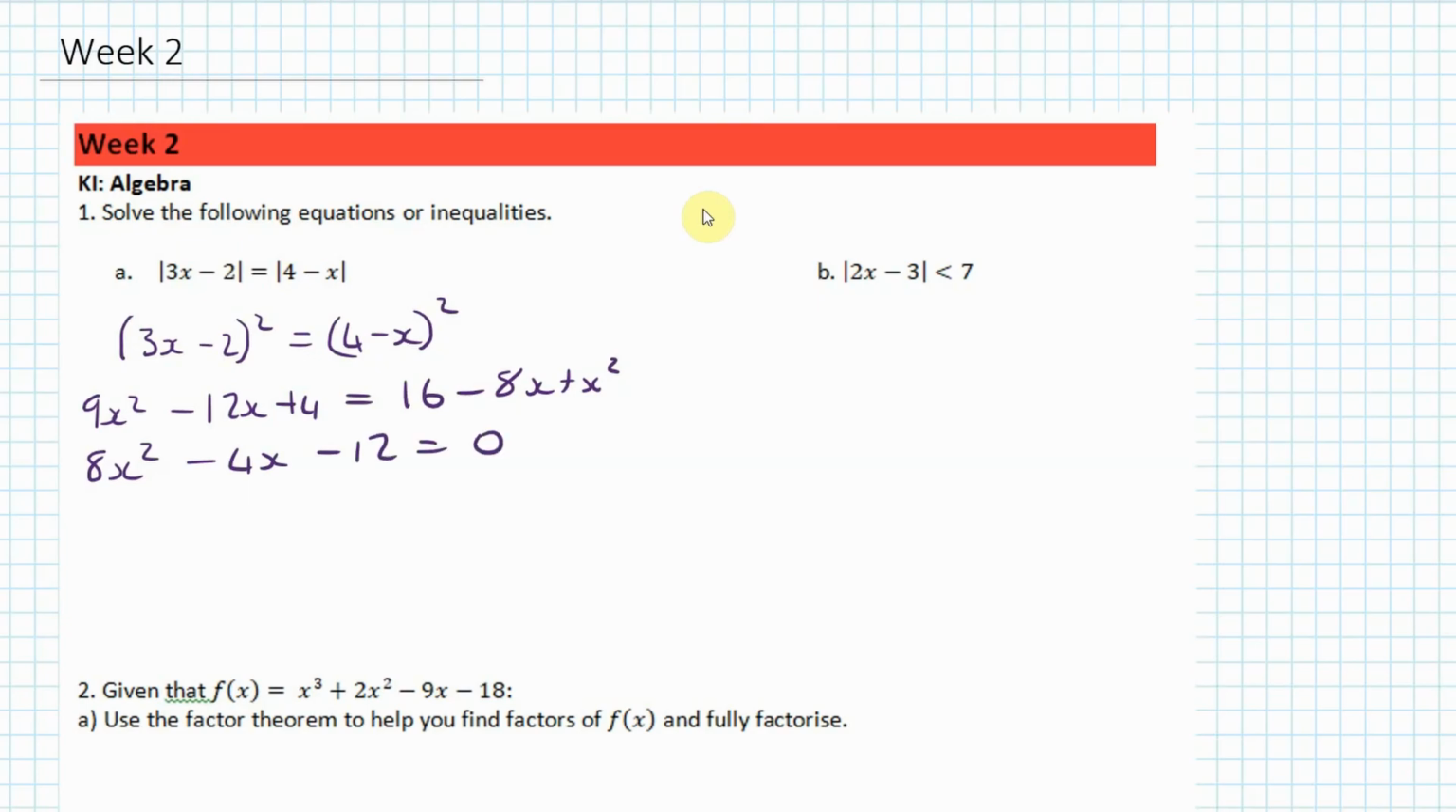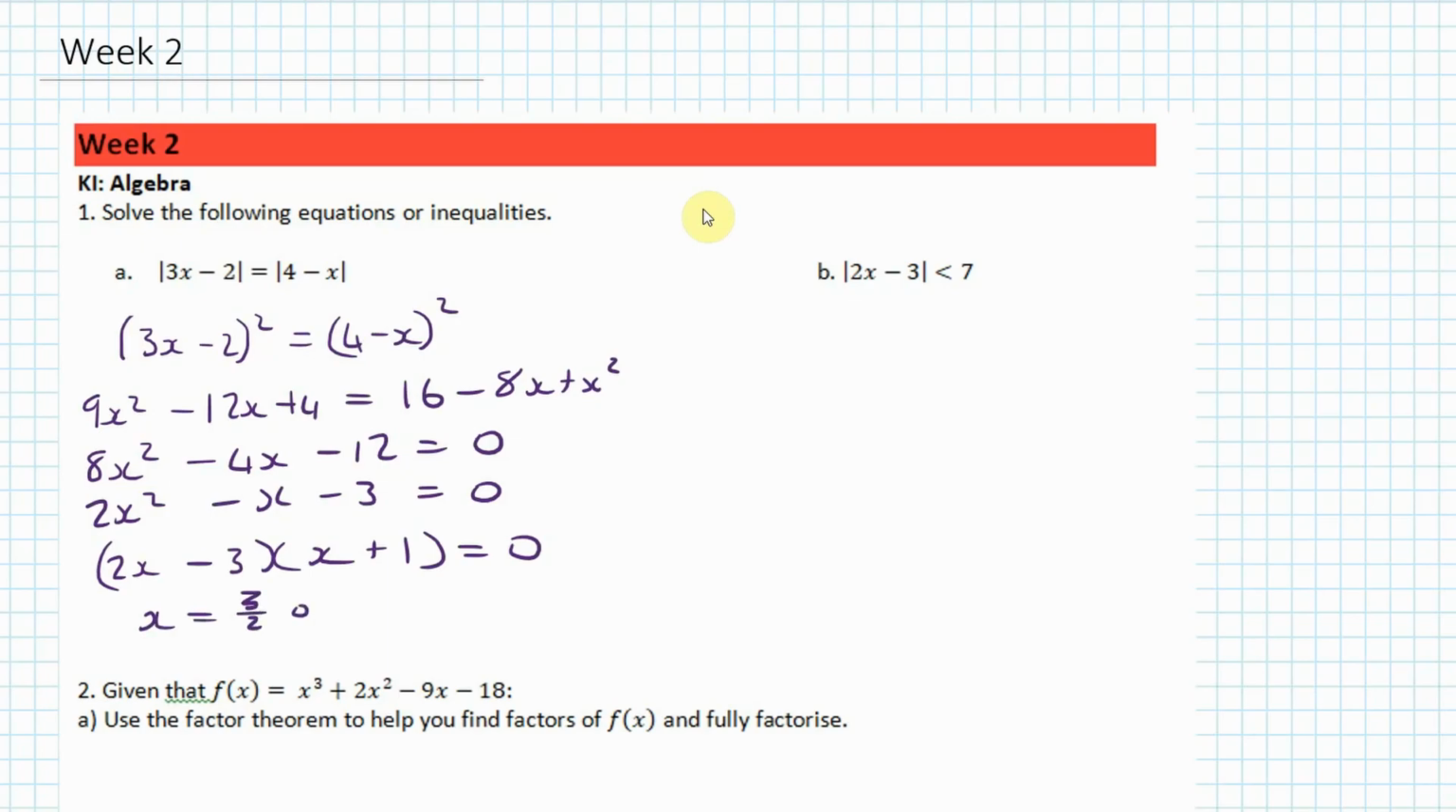I think that's right. Okay, now I'm going to divide everything by 4, so I should get 2x squared minus x minus 3 equals 0. And then I think I can factorize this. So I'll have my minus 3 here and my plus 1 here. I think that's it. So we should get x is equal to 3 over 2 or minus 1.